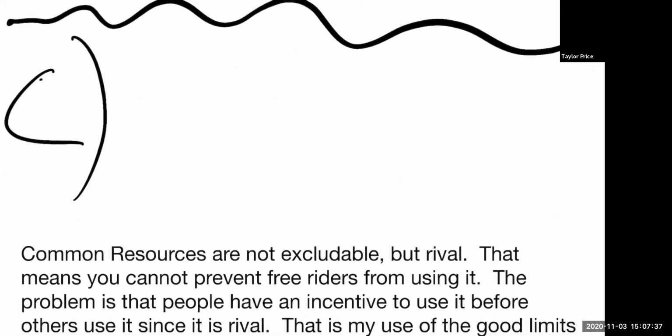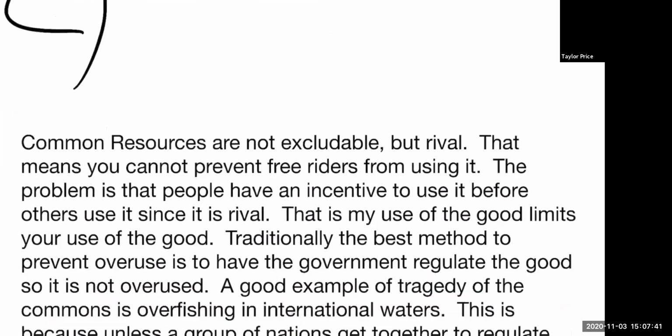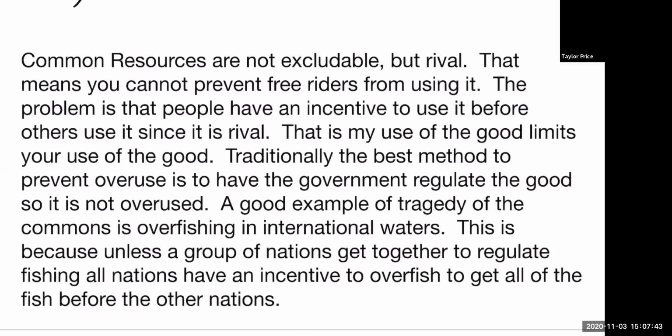Okay, so for the next one, it was a question about common resources. So I kind of just wanted to quickly talk about that common resources are not excludable, but rival. And so what does that mean? So that means that you cannot prevent free riders from using them. So the problem then is that people have an incentive to use it before others use it because it's rival.